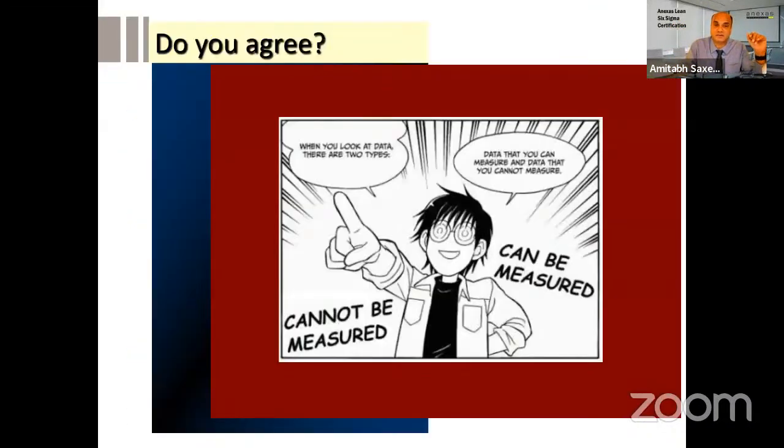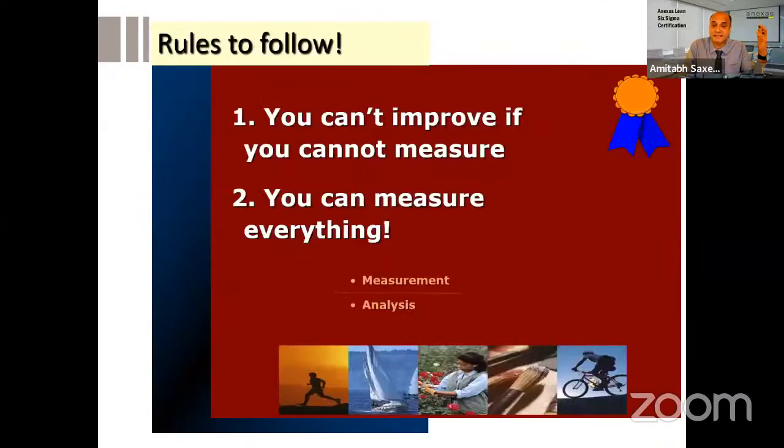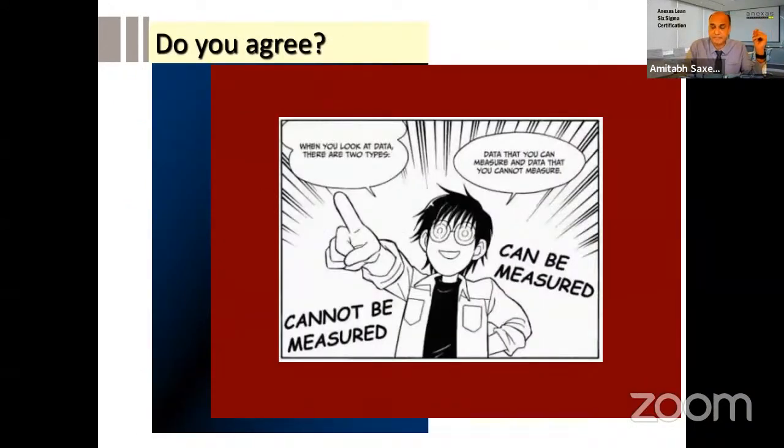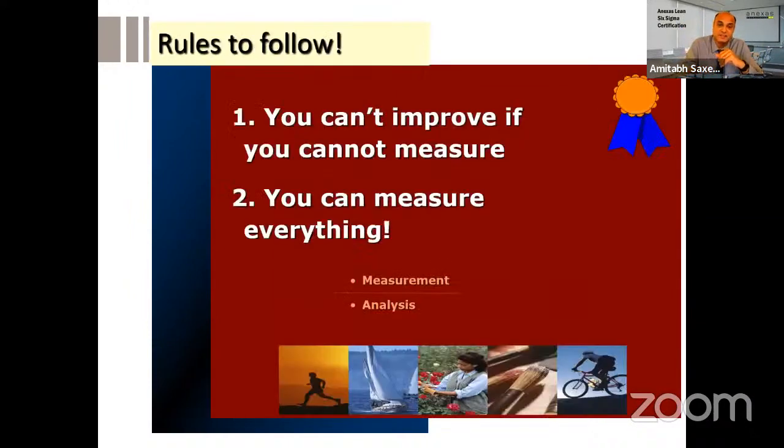Now you have to collect the data. Now let me tell you, when we tell people to collect the data, there are two responses: that some data can be measured and some data cannot be measured. Now let me tell you, there are three rules. The three rules are, you can't improve if you cannot measure. The second rule is, you can measure everything.